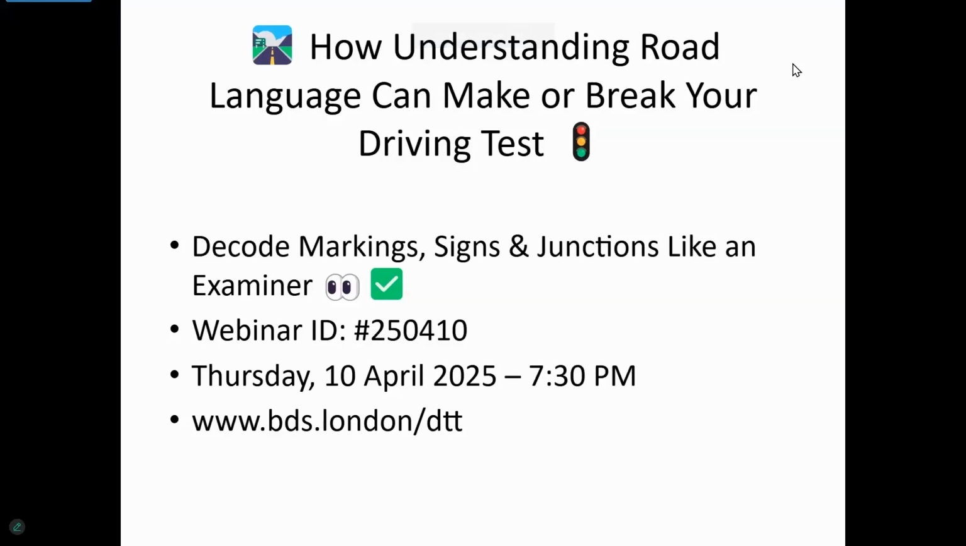How to understand road language can make or break your driving test. When we talk about road language, the sooner you can identify the type of junction you are dealing with, or the junctions or hazards that are approaching you, the sooner you can go through your mind and consider certain triggers that you need to bring to the forefront to deal with that situation. So it's really important that when you are doing your driving, you start making headings or triggers for yourself that will make it easier to understand how to deal with a specific junction.